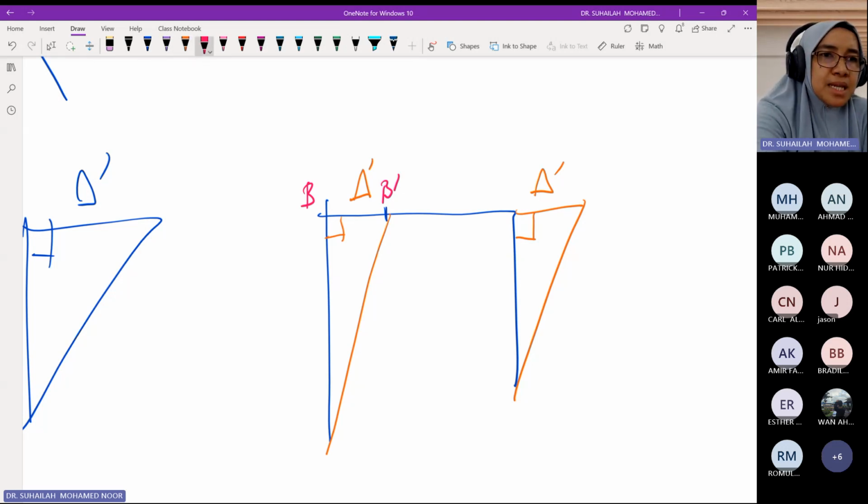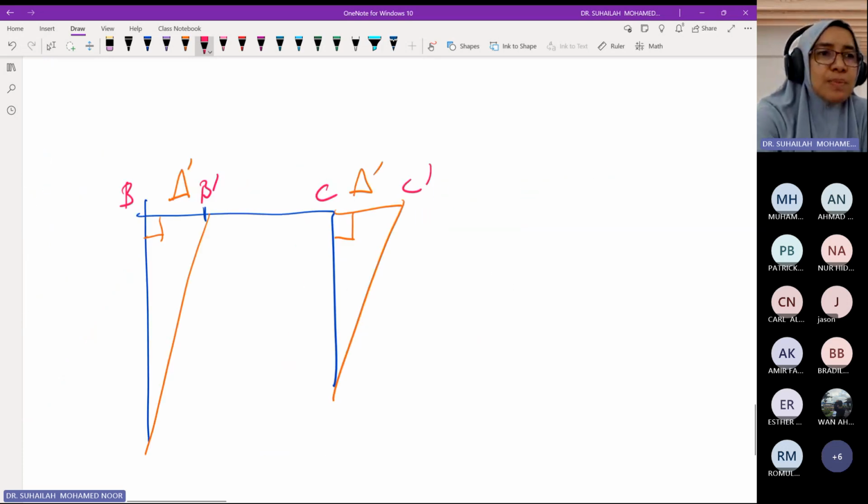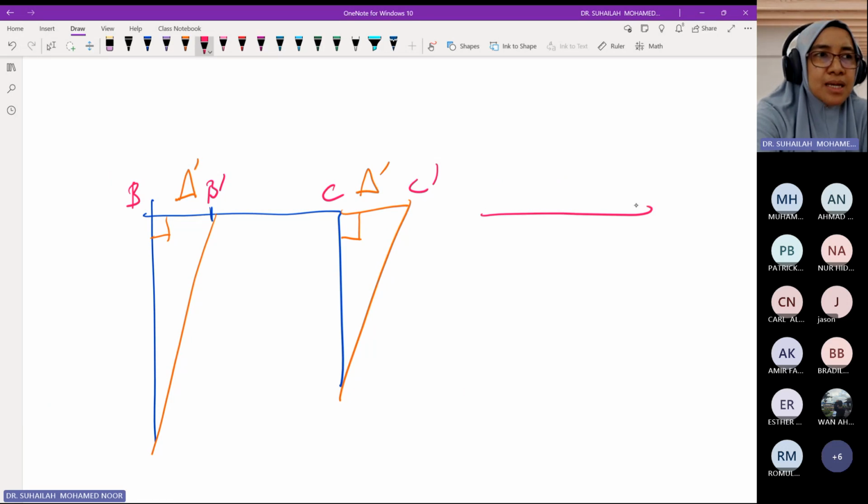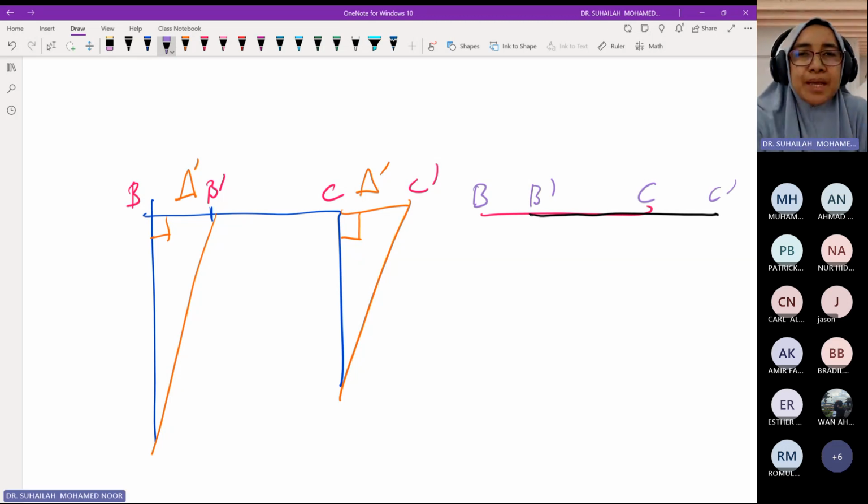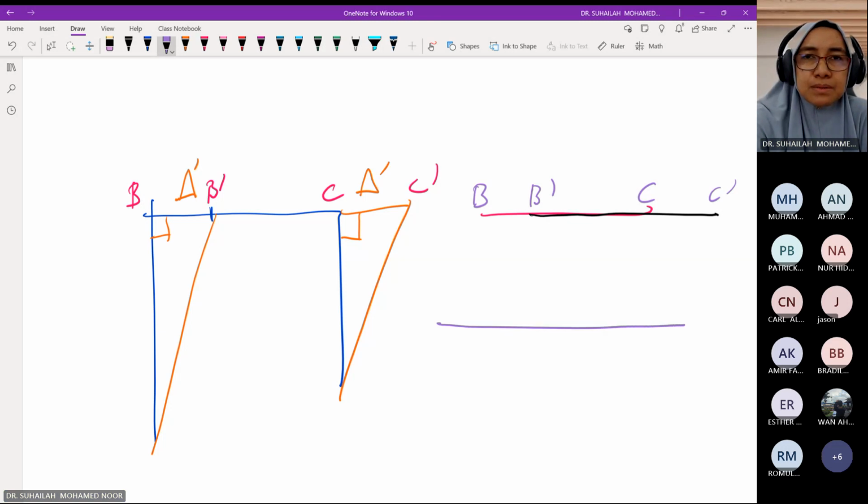So point C sini move horizontally. C and C prime. So dia bergerak macam ni. Asal macam ni. Kan? Yang baru macam mana macam ni? Kan? Sini B, sini B prime, sini C prime. Okay. Ini BC. BC is beam. Beam horizontal member.